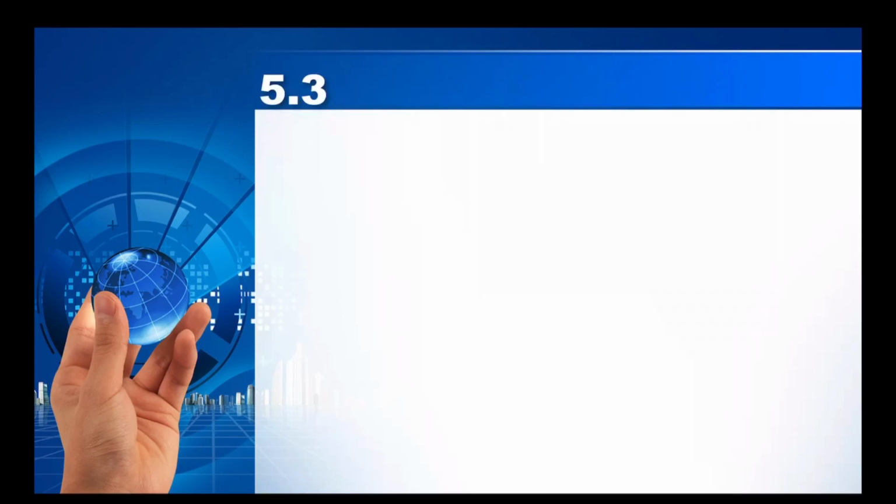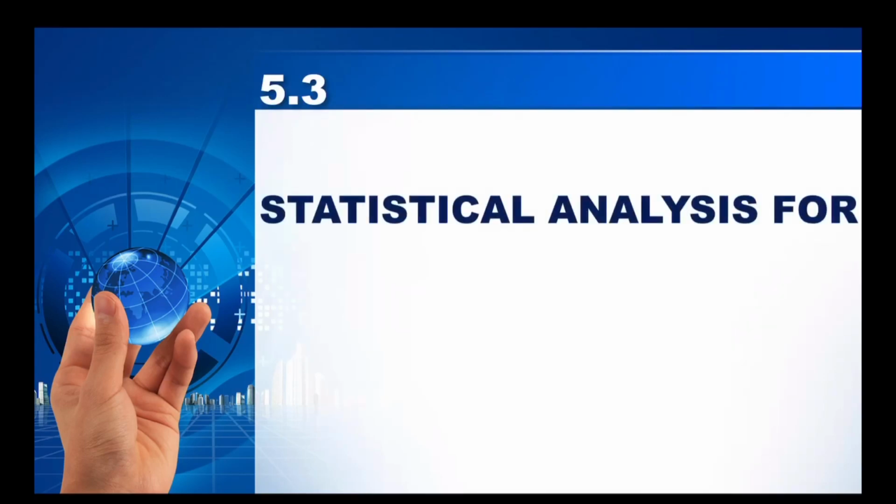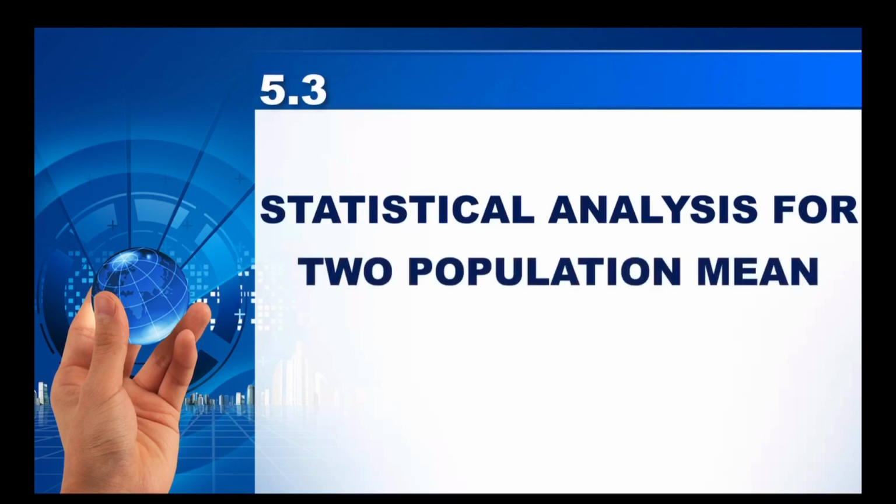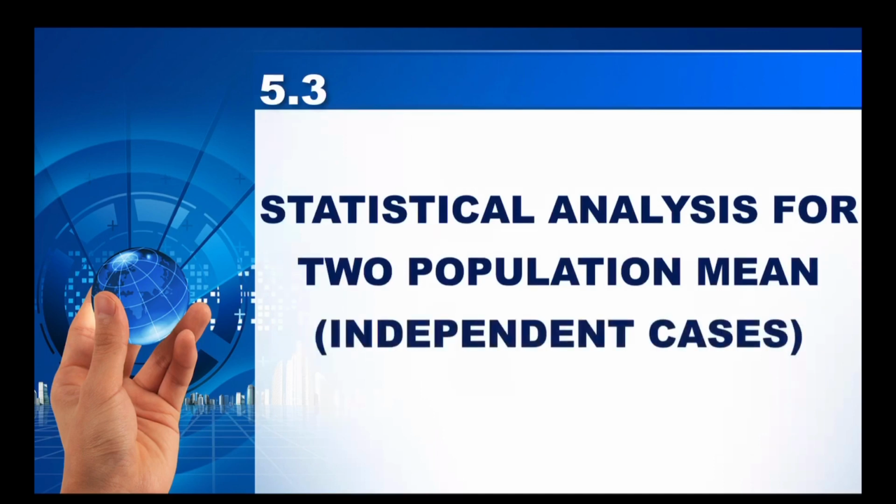Okay, now we will have 5.3. So what we have here in 5.3 is statistical analysis for two population means, which means that you will have mu1 and mu2. This one is for the independent cases where the samples are drawn independently.